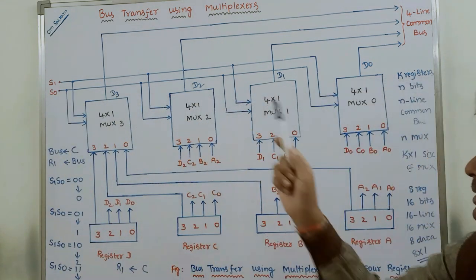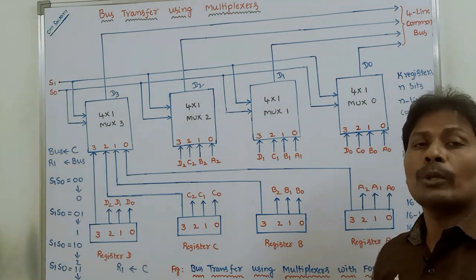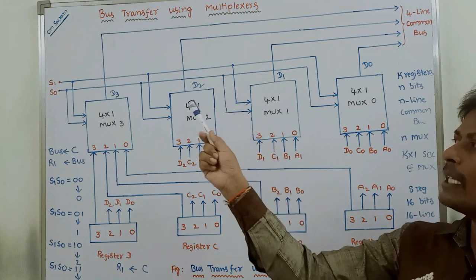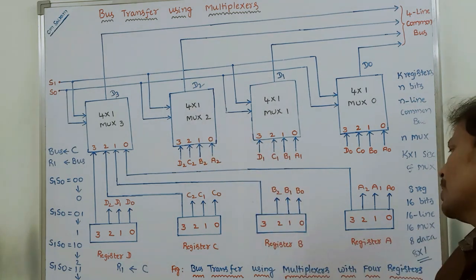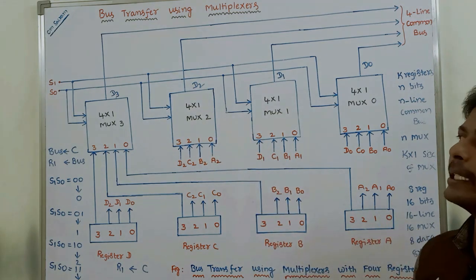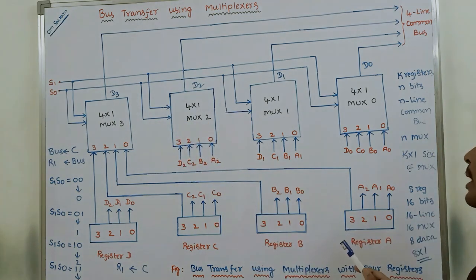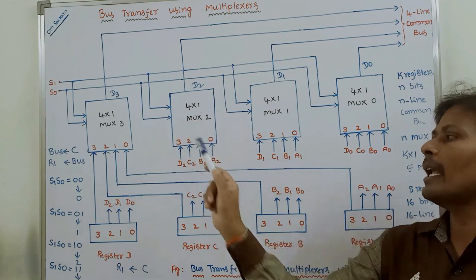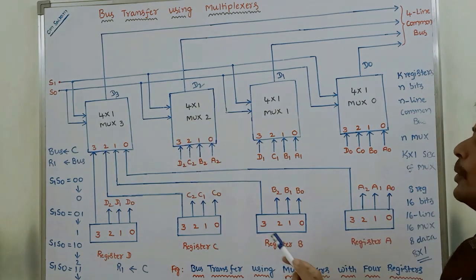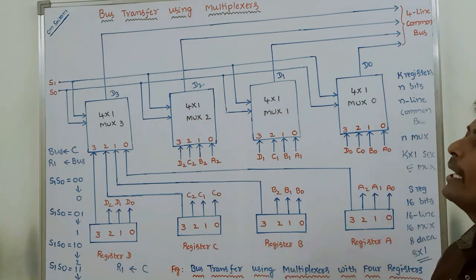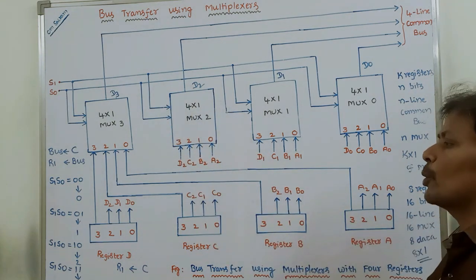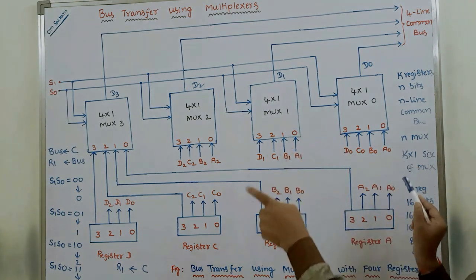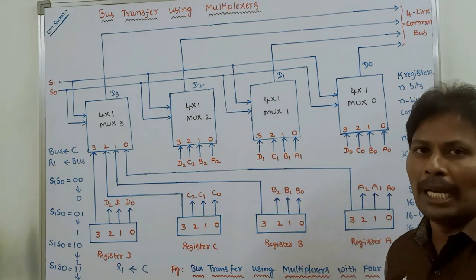Okay. Here, by using the two selection input lines, we have to select a register. S1, S0 is equal to 0, 0: register A is selected. S1, S0 is equal to 0, 1: register B is selected. S1, S0 is equal to 1, 0: register C is selected. S1, S0 is equal to 1, 1: register D is selected. That can be shown in a function table.